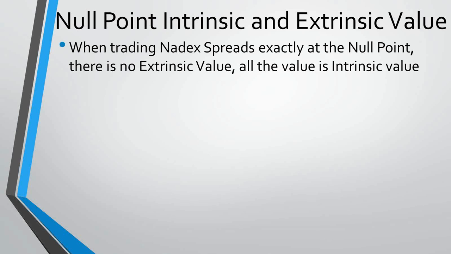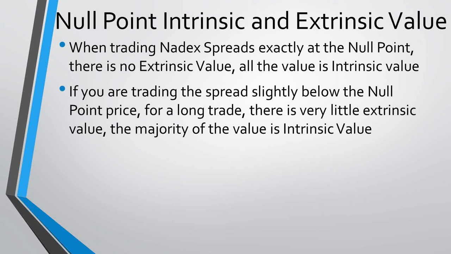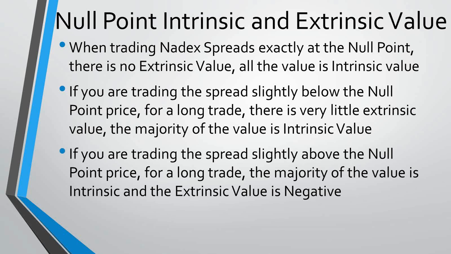So as I just covered, when we're exactly at the null point, there's no extrinsic value. The value is intrinsic value. If you're trading a spread slightly below the null point price for a long trade, there's very little extrinsic value. The majority of the value is intrinsic. If you're trading it slightly above the null point price for a long trade, the majority of the value is intrinsic and the extrinsic value is negative.